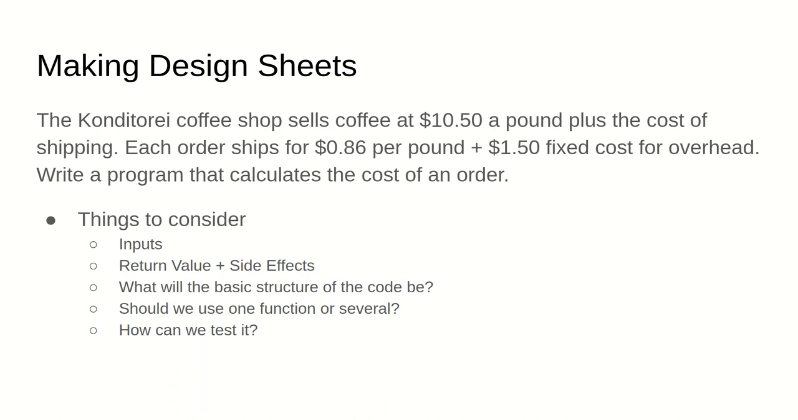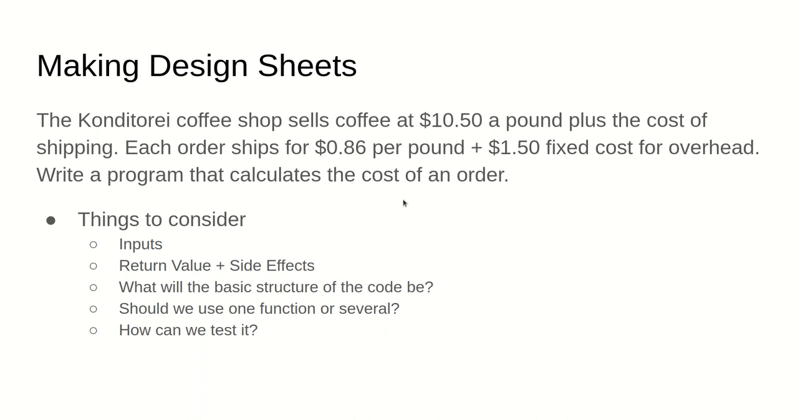Will this function change the data structures that are passed into it? Will this function change something in the operating system or in the file system that it's running within? And make sure that those side effects are well documented so that our users know what's going to happen from our code, from our algorithm being run. Then we think about what the basic structure of the code would be.